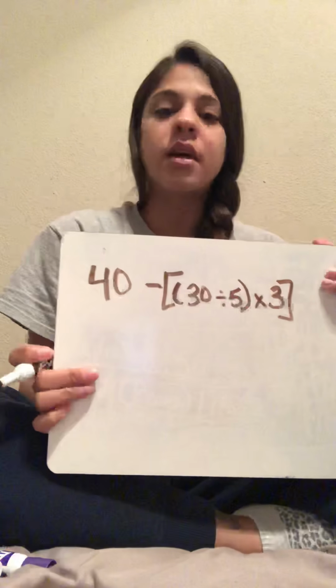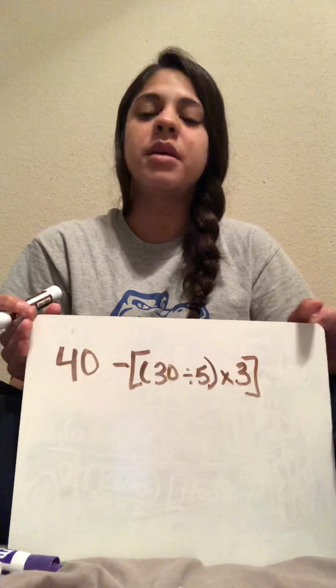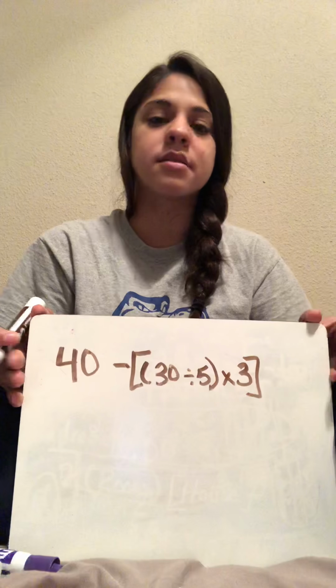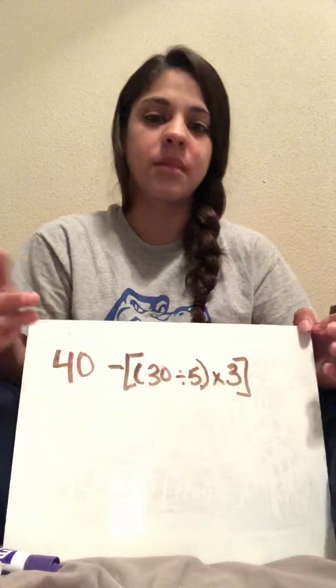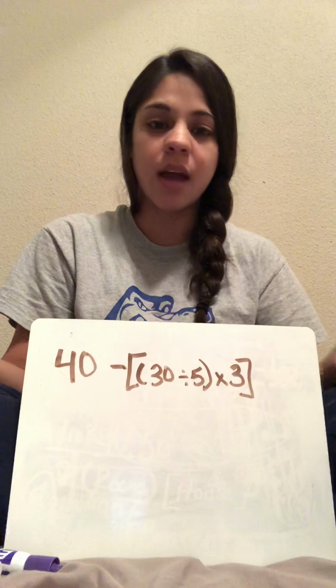So I got 40 minus, open bracket, open parentheses, 30 divided by 5, close the parentheses, times 3, close the bracket. Now, you should already be hearing me say that you need to rewrite this, right? That you cannot solve all of it in one step. So what's the first step that we have? Well, according to our cake, I'm going to do my little cake on the side.